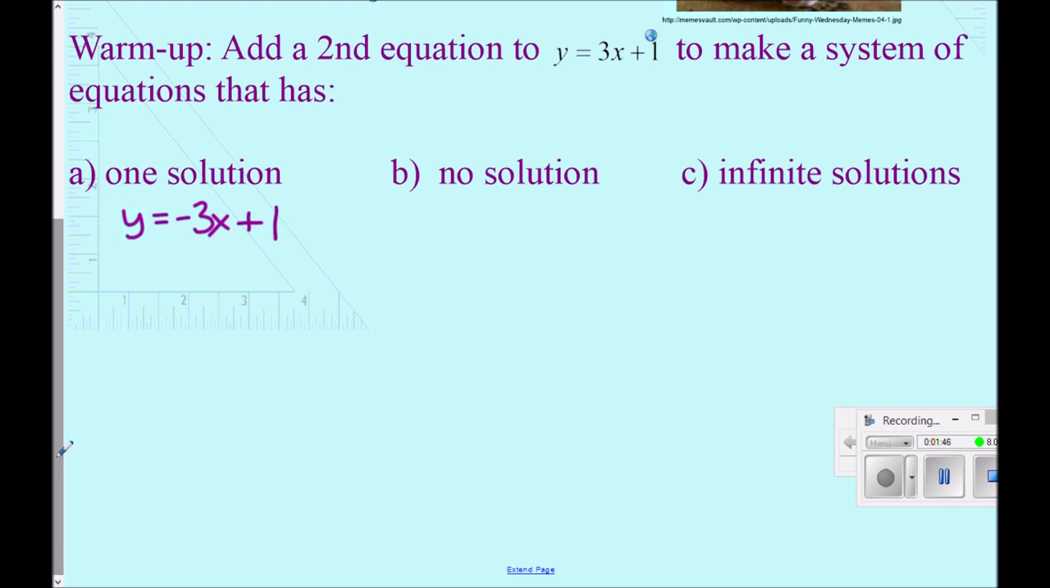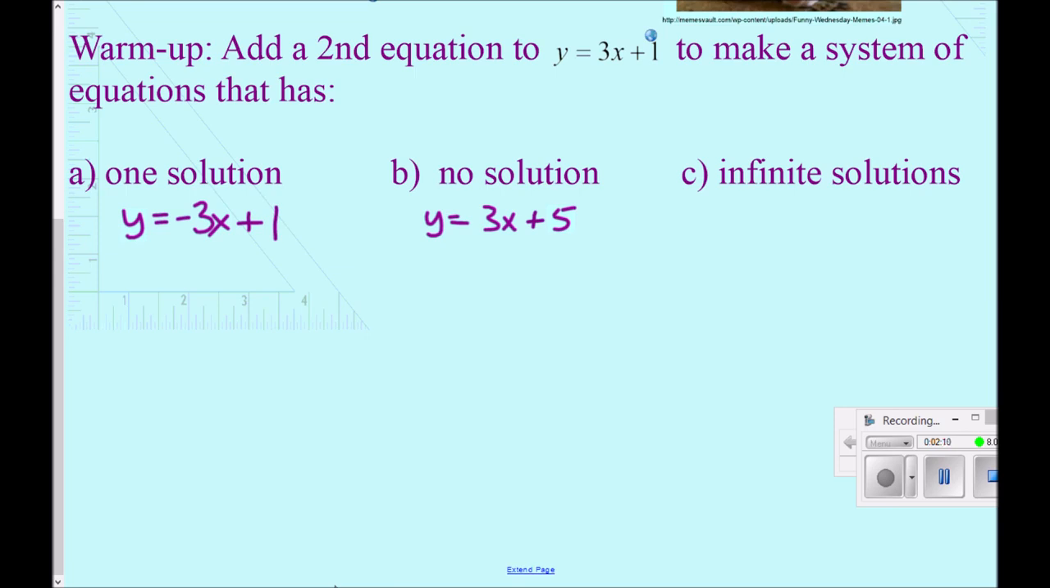B, no solution, that's when the lines are parallel. And so we do want the same slope this time with a different y-intercept. So as long as I have y equals 3x and then something besides plus 1, I'm fine. That would be an example of a system of equations that has no solution because the lines are parallel.